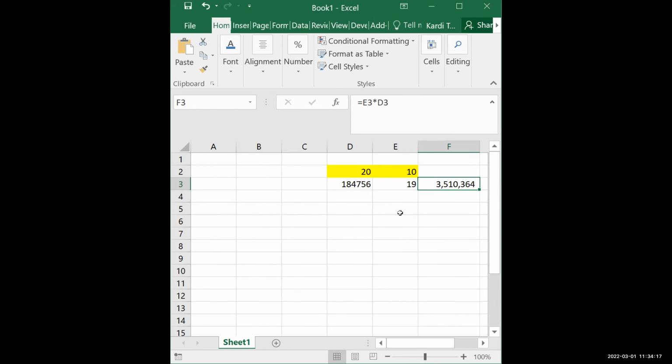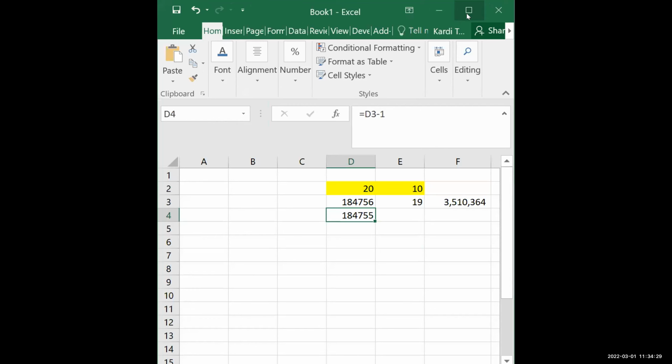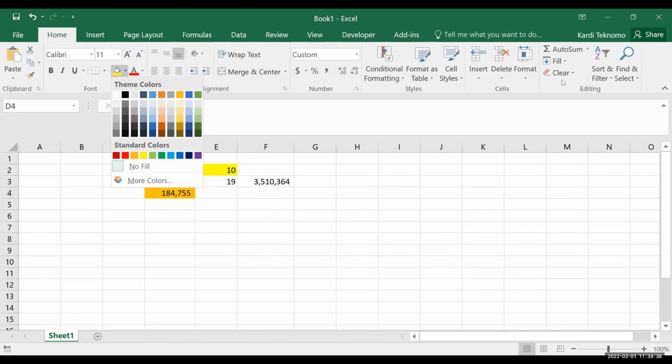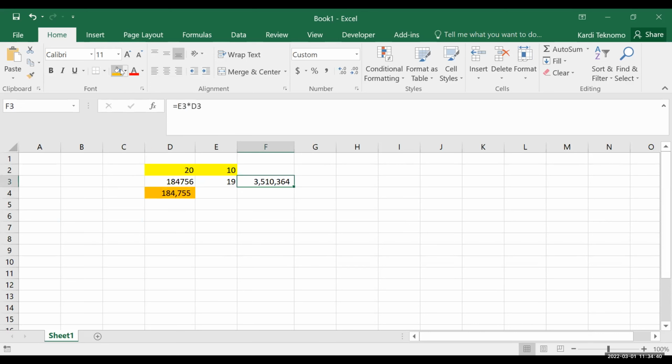The number of comparisons is this one minus 1. So it's only 184,755, and 3 million. So this is the result.